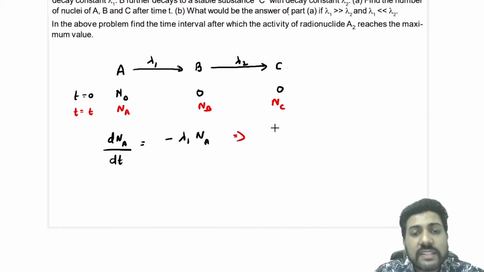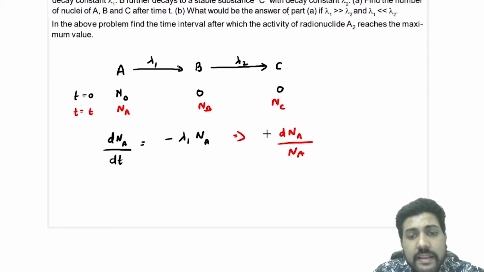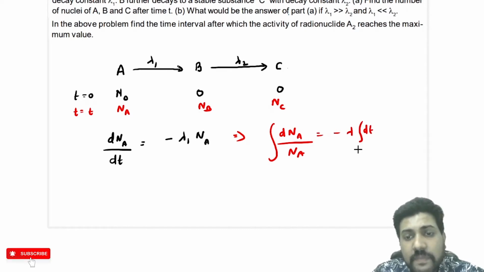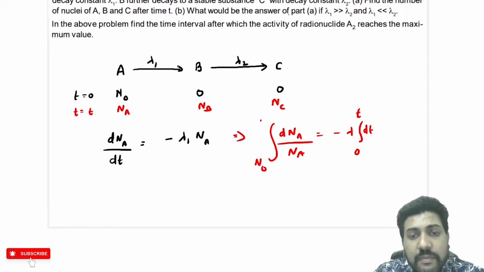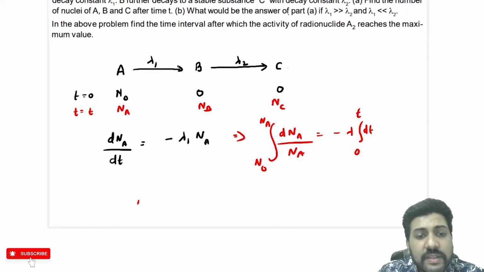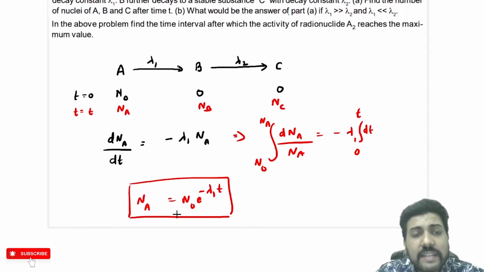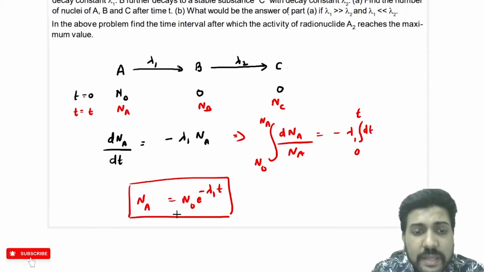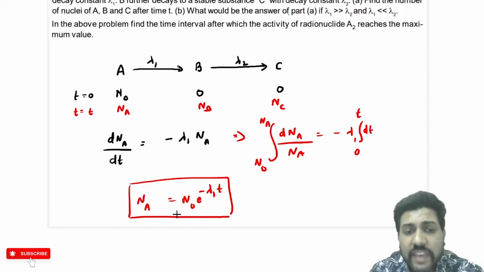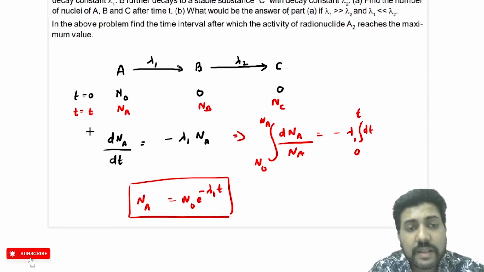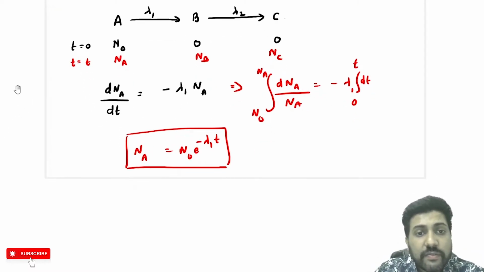So when you solve this, I'll write the integration also: dNa by Na integrate, t equal to 0, the number of nucleus is N0, and at t equal to t, the number of nucleus is Na. When you integrate this, you will get Na is equal to N0 e power minus lambda 1 t. Basically this is the same answer that we get when a nucleus decays from A to B. So finding the number of nucleus of A as a function of time is relatively simple because you get the same answer. But finding the number of nucleus of B is complicated.